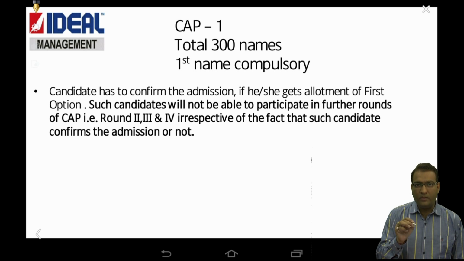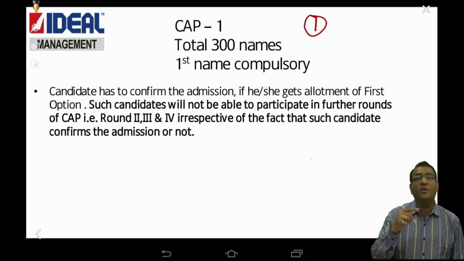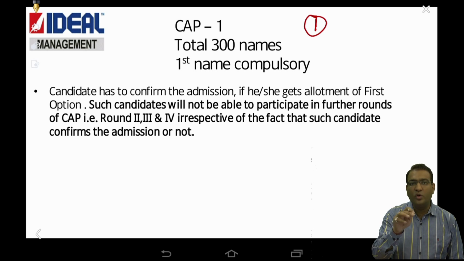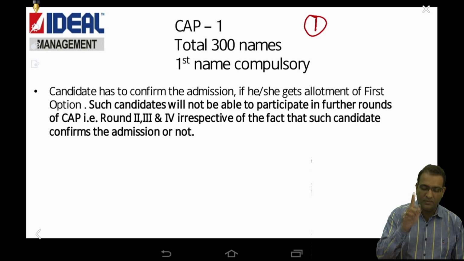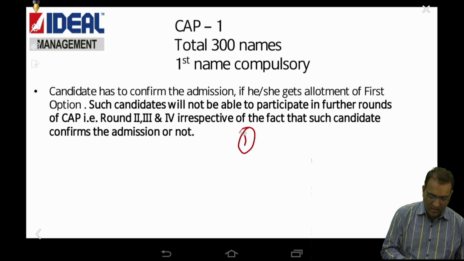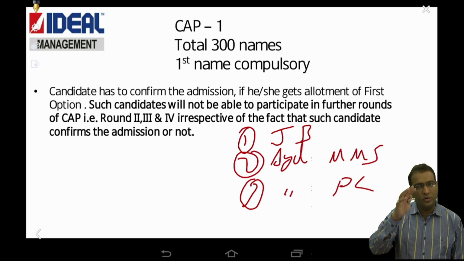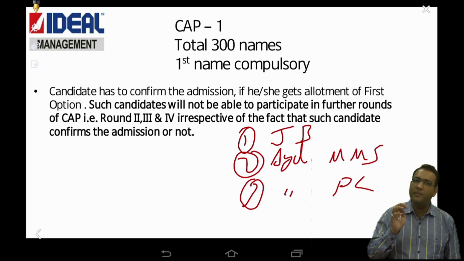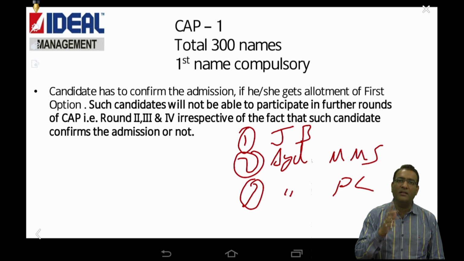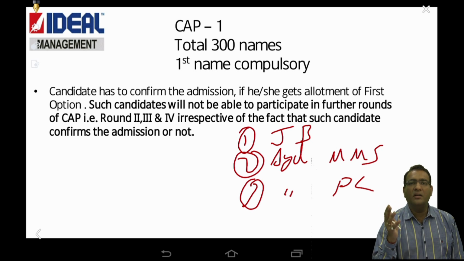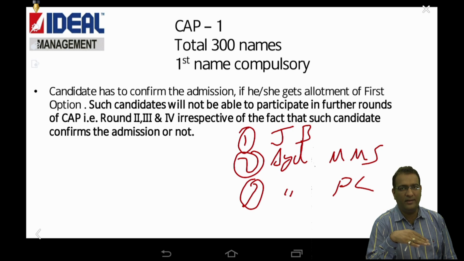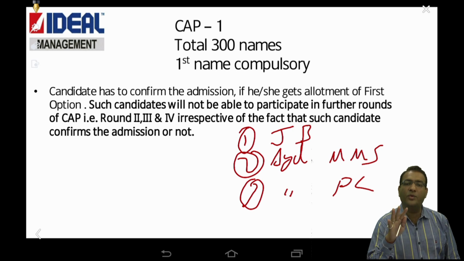Remember, the first option is your first choice. So don't think it is random, just putting any number randomly. No. First choice, preferably put JB, each and every person. Second choice, put Sydenham MMS, each and every person. Third choice, Sydenham PG. So the ranking you people already know: JB, Sydenham MMS, then PG, then KJ, Wellingkar, Dalmia, SIES, Chetna, all these colleges' ranking can be done separately also. Put as per ranking only.